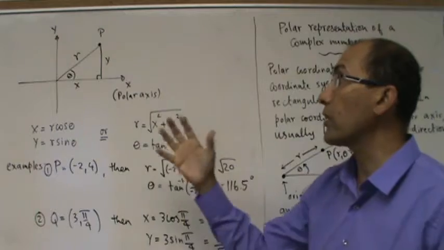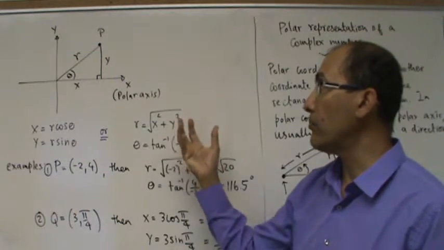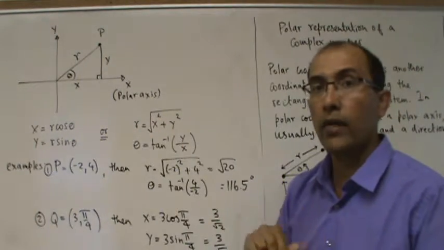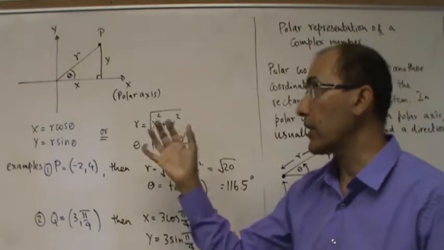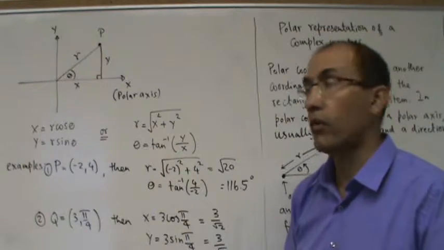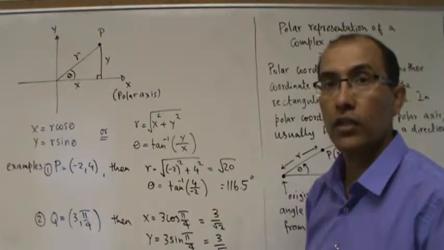So you should be able to convert from polar coordinates to rectangular Cartesian coordinates and rectangular Cartesian coordinates to polar coordinates using this conversion formula.